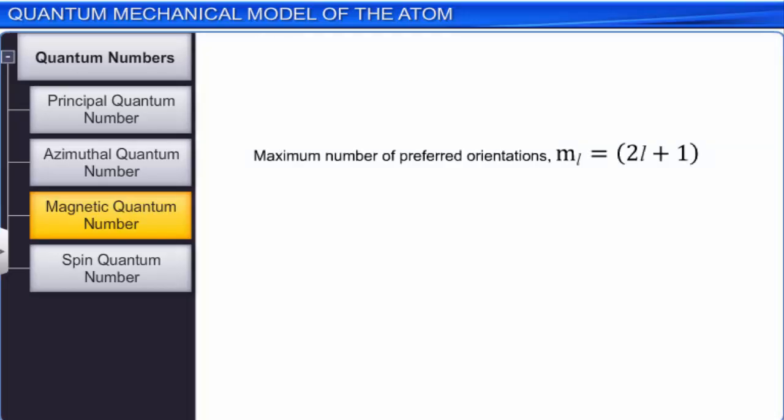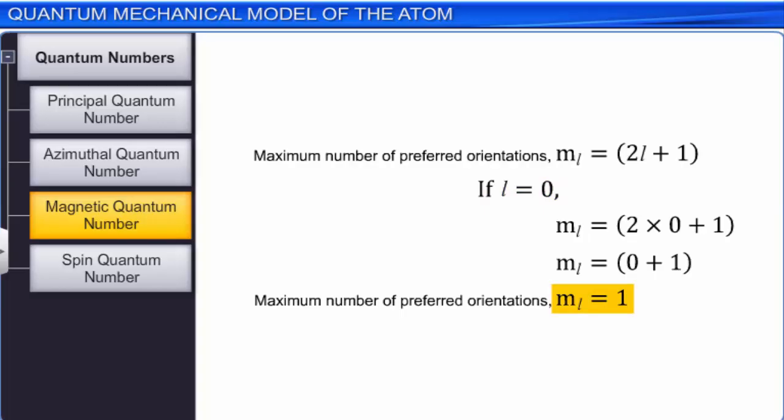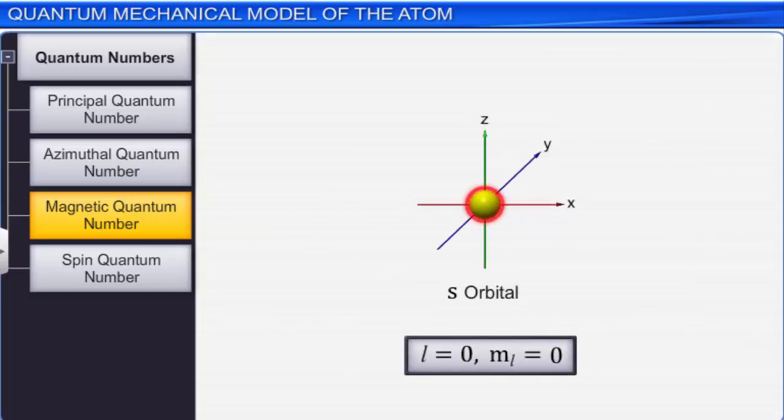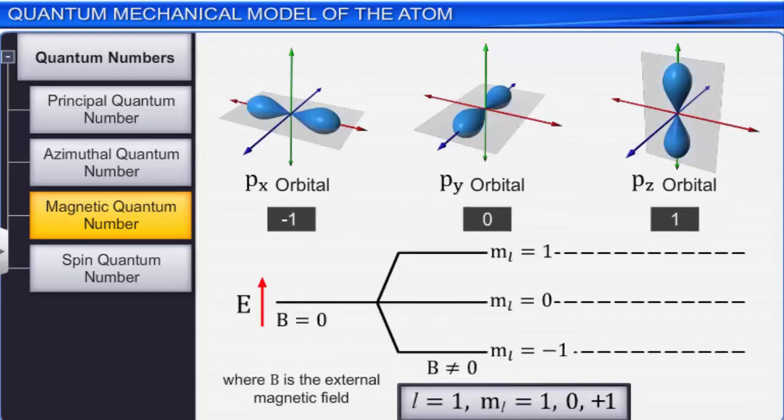Hence, for l is equal to 0, the number of preferred orientations is equal to 1. Thus, the s subshell can have only one orientation in space and only one orbital. For l is equal to 1, the p subshell can have a maximum of 3 orbitals with orientations along the 3 axes.